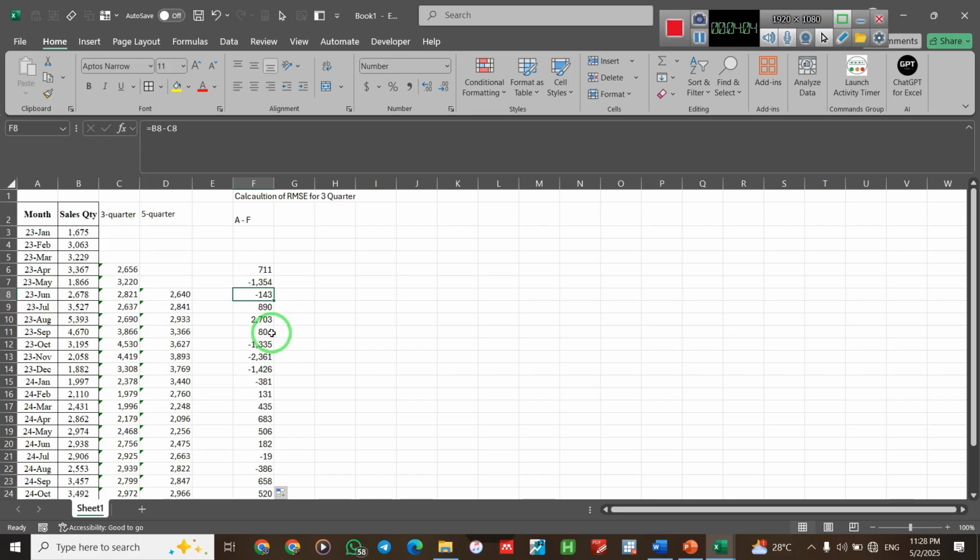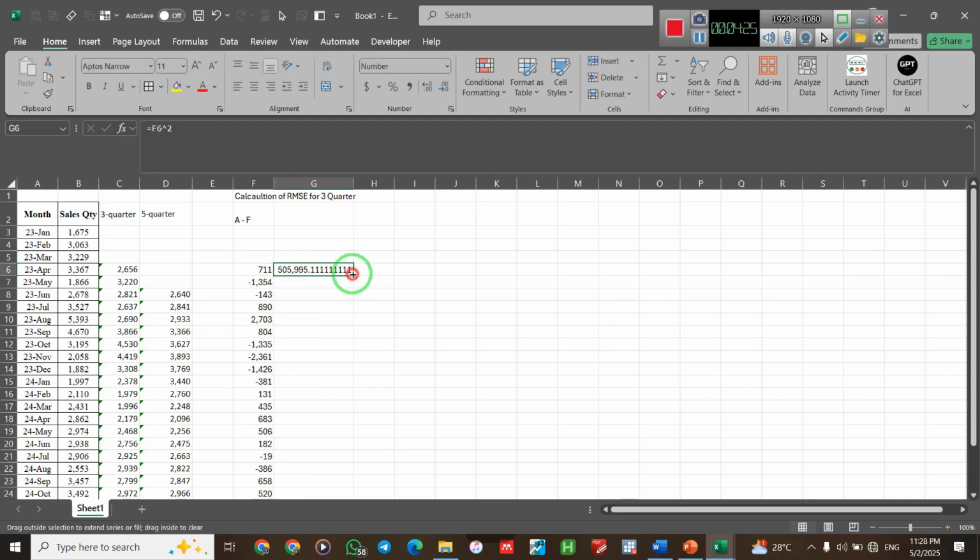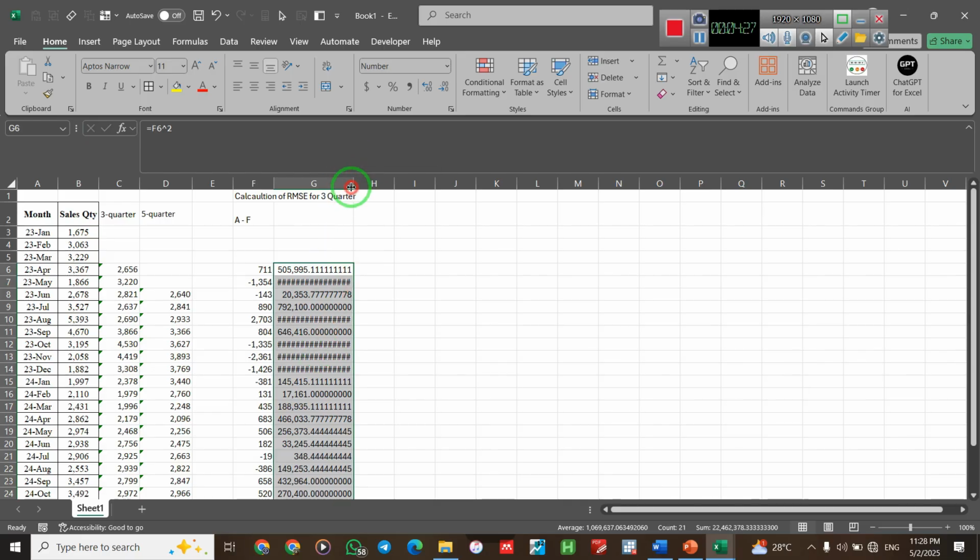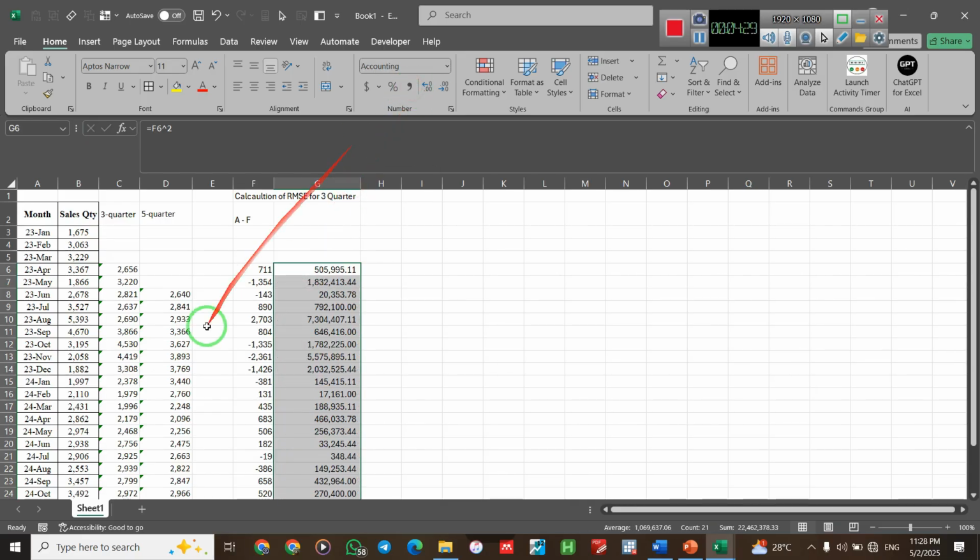So what we are doing is we are taking the square of this value. What I'm doing is select this cell, then square it. So I will be taking the square of this value. So you can see that all the minus figures have become positive values right now.